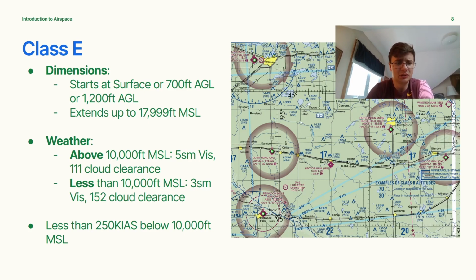What is the 111 cloud clearance? I've never heard of that. The 111 cloud clearance is 1,000 above clouds, 1,000 below, and 1 mile of horizontal clearance from clouds. So it's a lot stricter than that 152 cloud clearance.